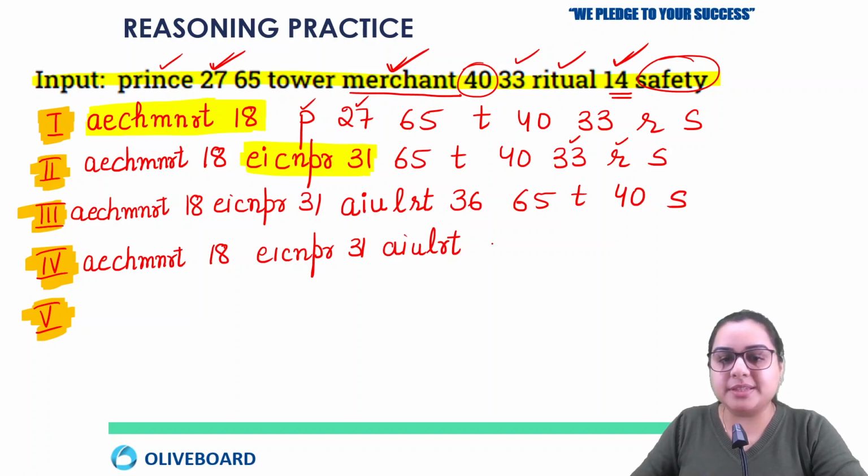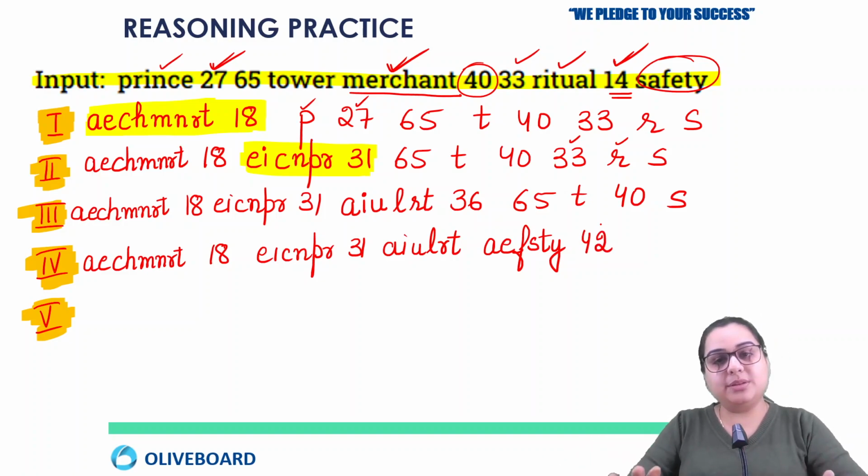Now if I solve safety, it will be A, E, the vowels first in their order. And then all the consonants: F, then S, then T, then Y. And the number was 40. On adding 2 to 40, it will become 42.